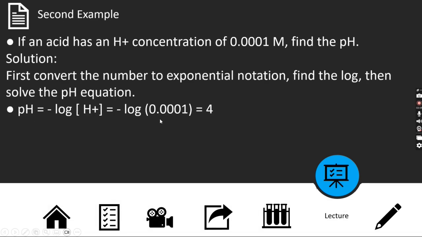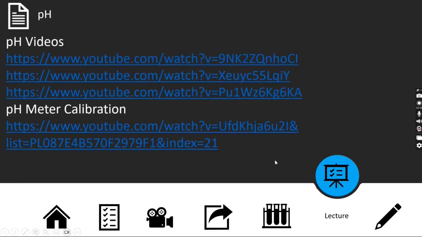Same thing for this problem. You can move it over 1, 2, 3, 4 to become 1, and so the answer is 4. But again, just use your calculator if that doesn't make sense to you. All right, and here are some videos for you to watch.